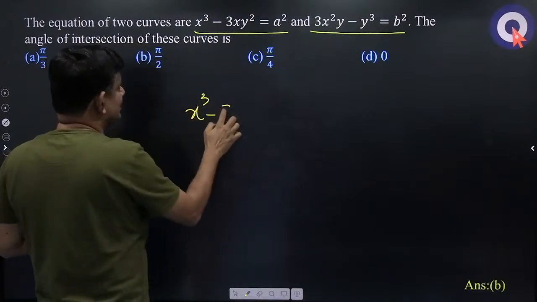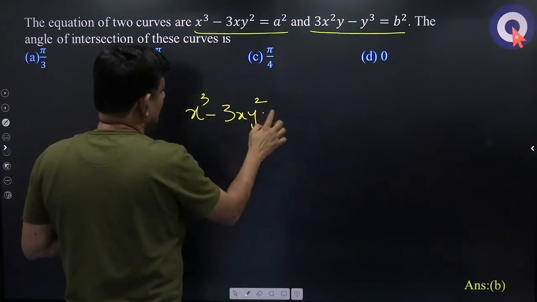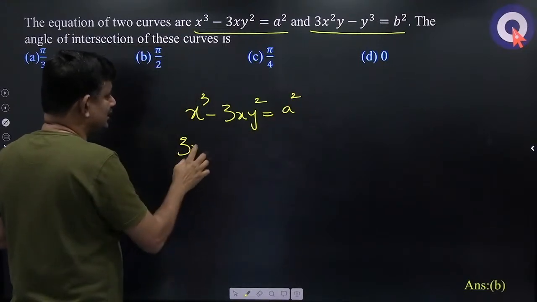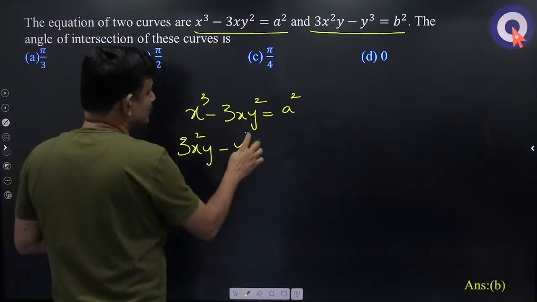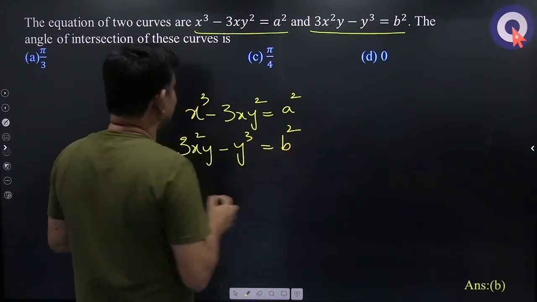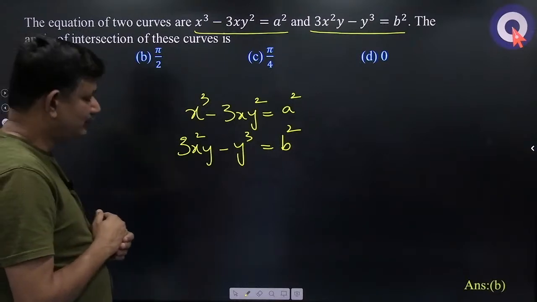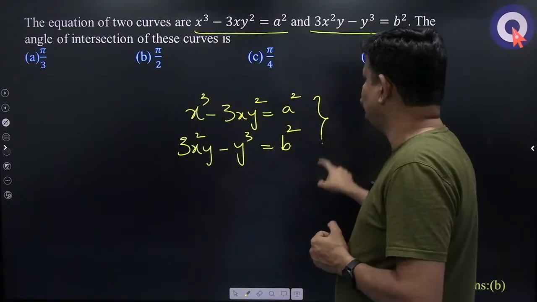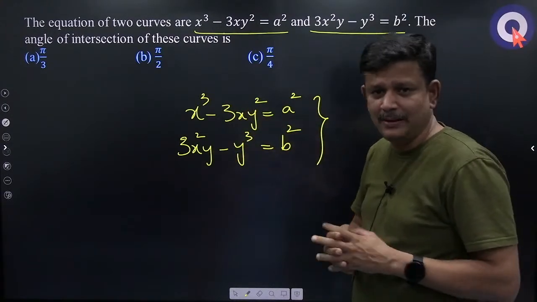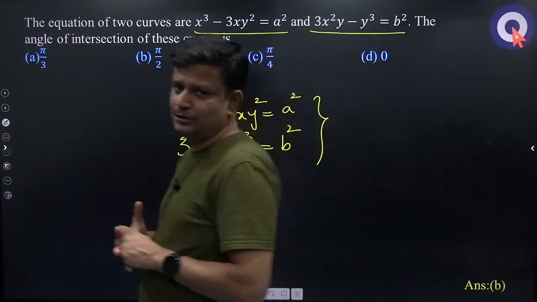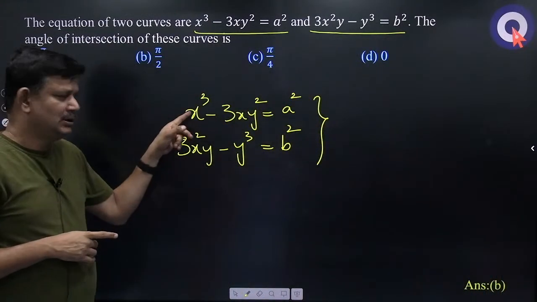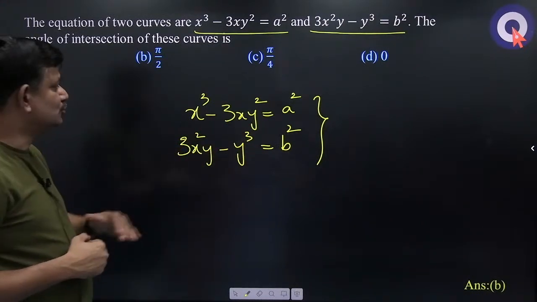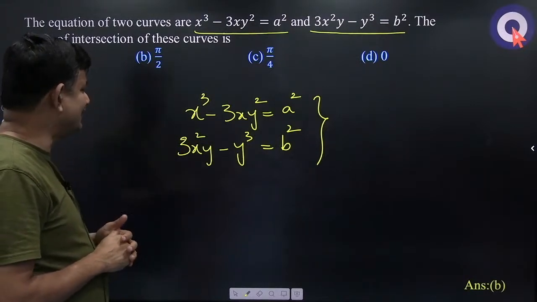x cube minus 3xy square is equal to a square. And what is the other curve? 3x square y minus y cube equal to b square. Now I have to find the point of intersection of these two curves. If you look at these four terms together, you can recall the formula of a plus b whole cube. A plus b whole cube, what is it? A cube plus 3ab square plus 3a square b plus b cube. Yes or no? So I'll subtract these two equations and also add these two equations.